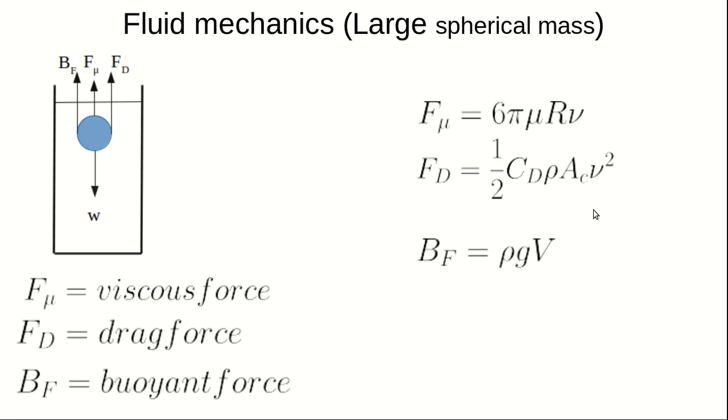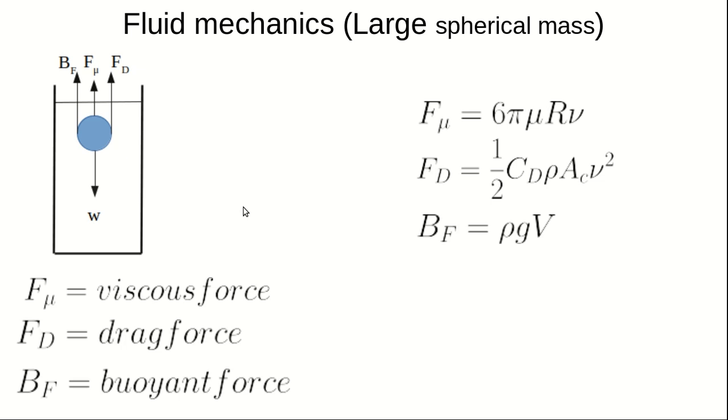Then finally we have the buoyant force, which is rho gV, where this V here is the volume of the object or the volume of the fluid displaced. Rho here is the density of the liquid, g is acceleration due to gravity, and the final force W here is the weight.